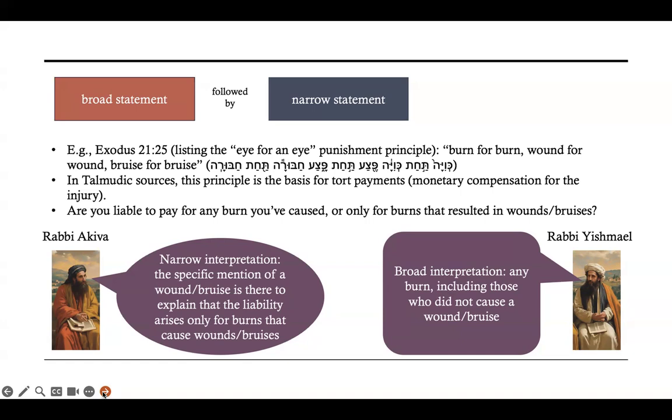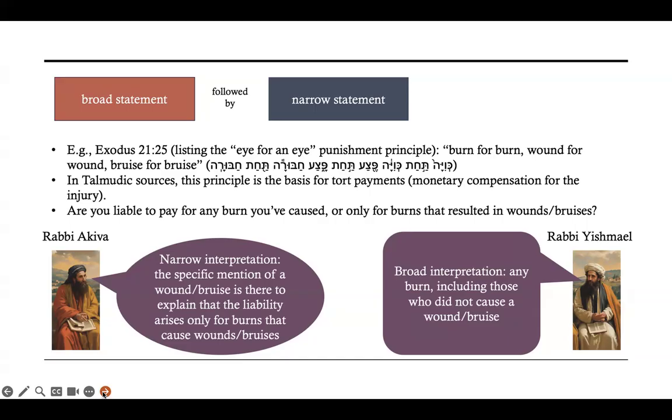So if you look at it the Rabbi Akiva way, you're going to see that there's a narrow interpretation. The specific mention of a wound or a bruise is there to explain that the liability arises only for burns that cause wounds or bruises. Whereas if you take Rabbi Ishmael's broad interpretation approach, you're going to find that any burn, including those that did not cause a wound or a bruise, incurs damages. So there you have it. For Rabbi Akiva, if it's klal ufrat, the prat wins. If it's Rabbi Ishmael's way and we have ribui umiut, the ribui wins.